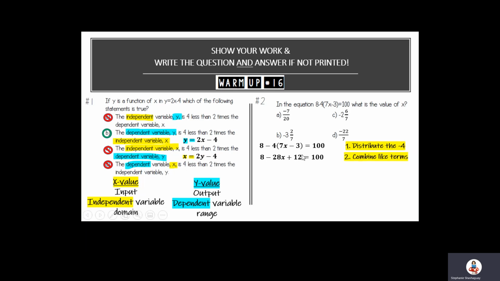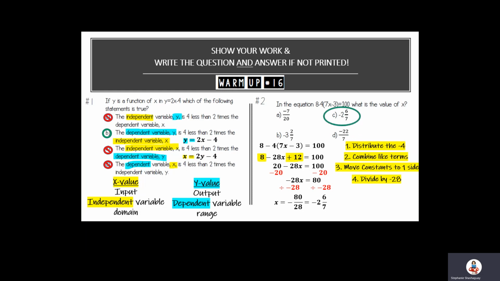Then I have to combine my like terms. So 8 plus 12, that's going to be equal to 20 minus 28x equals 100. Then I have to move the constants to one side, so I'm going to subtract 20 from both sides, and I get -28x equals 80. Then I have to divide by a -28, and I get x is equal to -80 over 28, which simplifies to -2 6/7, which is answer choice C.